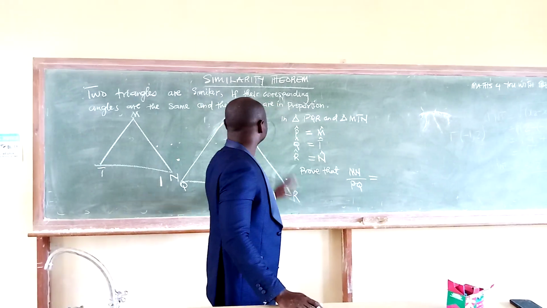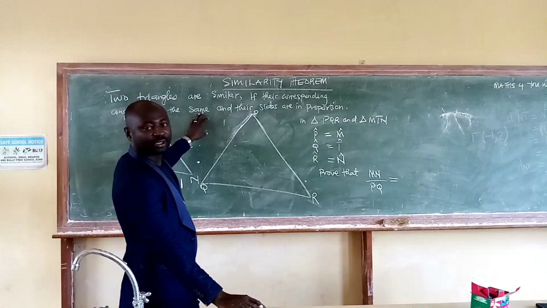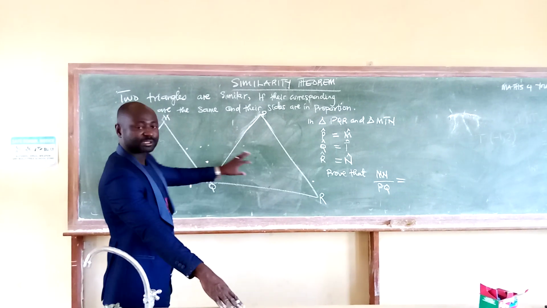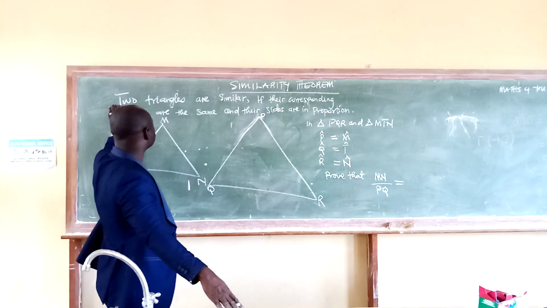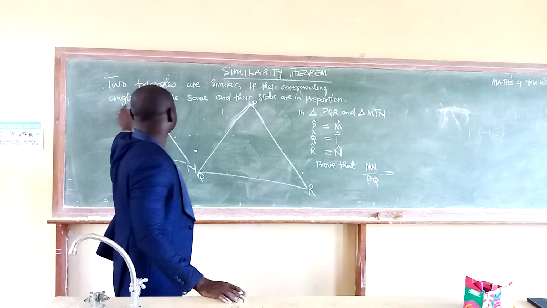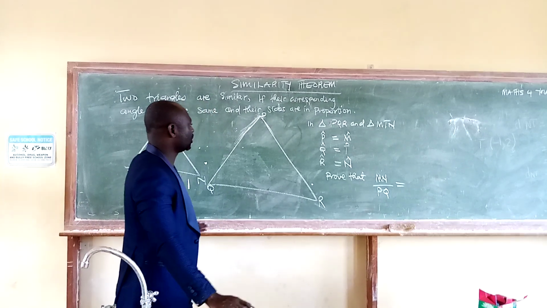Today we are going to do similarity theory, and I hope you are all ready for the lessons. We are talking about two triangles that we are supposed to prove to be similar. The theory says two triangles are similar if their corresponding angles are equal and their sides are in proportion.